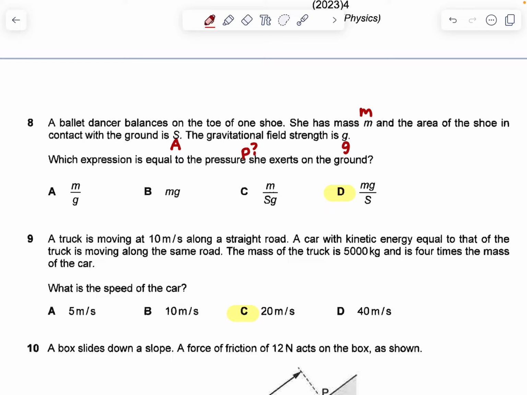Okay, so there are two formulas that we need to use. The first formula is p equals F over A. And the second formula is W equals mg. As we know, the force here is actually the weight of the ballet dancer. So p equals F over A will be equal to mg over A. Since A is capital S here, we get mg over S.